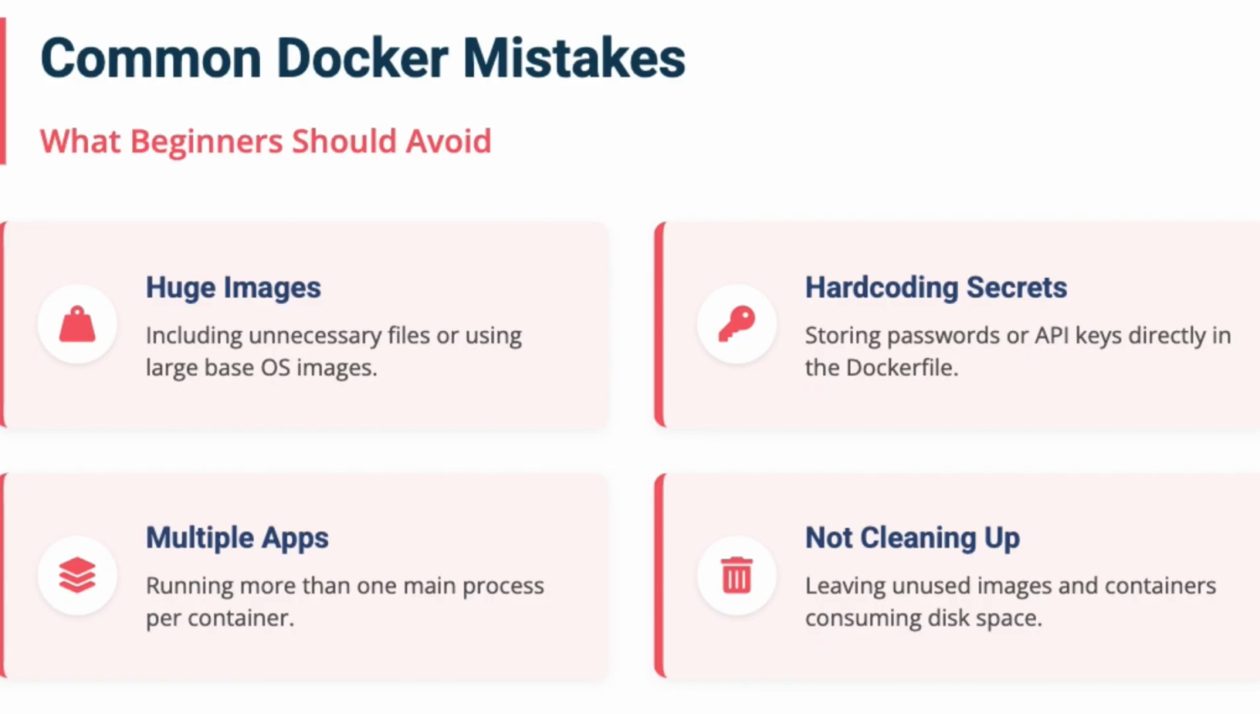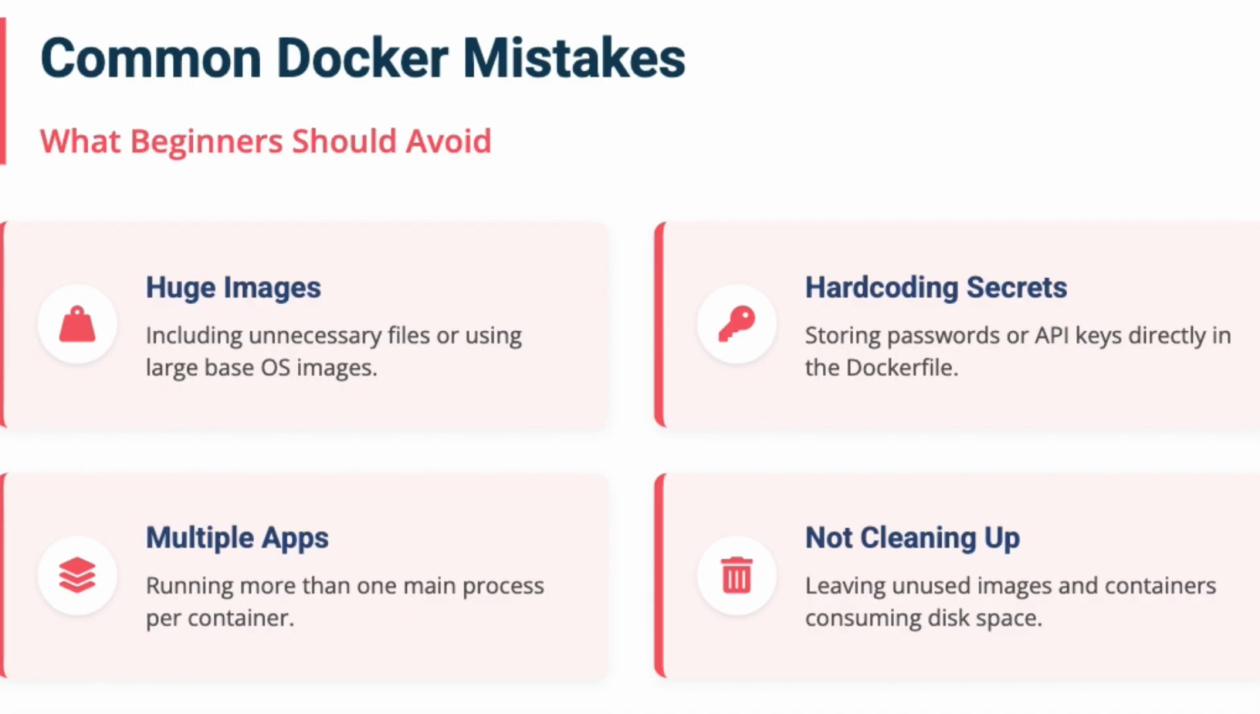Second, never hardcode secrets in your Dockerfile. Use environment variables or a proper secret management system like Vault or a Kubernetes secret. Third, containers are designed to run a single process, so avoid trying to cram multiple applications into one container. Fourth, always clean up unused images and containers. They eat up disk space quickly, especially in development environments. Understanding the common errors helps us build more robust and efficient containers.